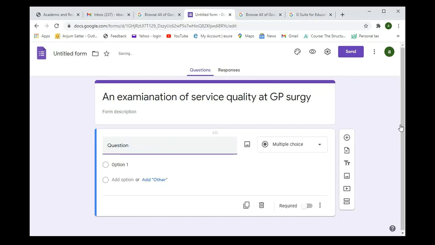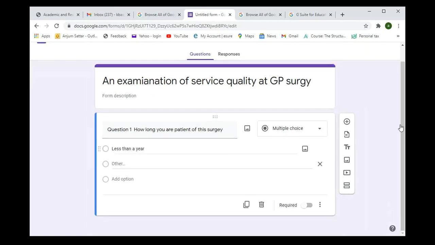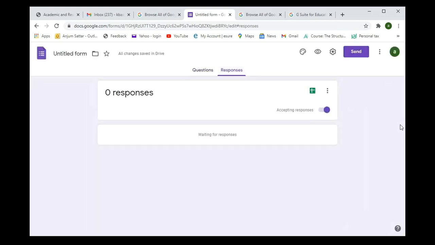Question one. First, suppose, is how long you have been a patient of this practice. So like less than a year, more than a year. So you can create questions like this, and you can add more questions. You can create it, log in, and carry on. After you create the questions, you can share them with anyone. And when they reply, you will get the result here.